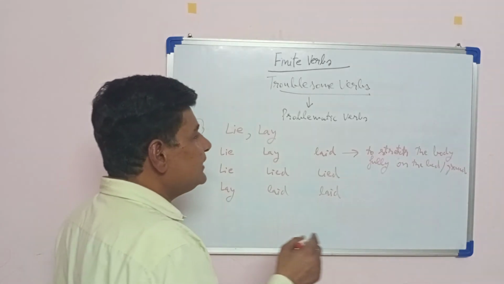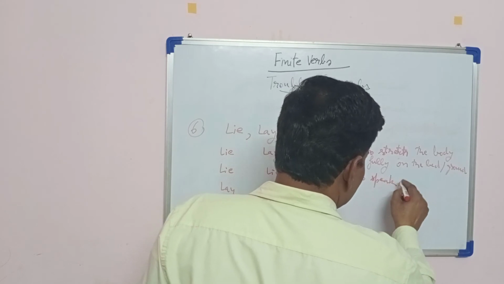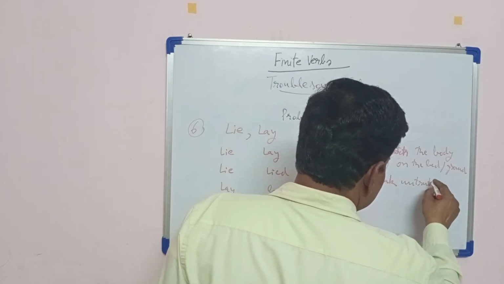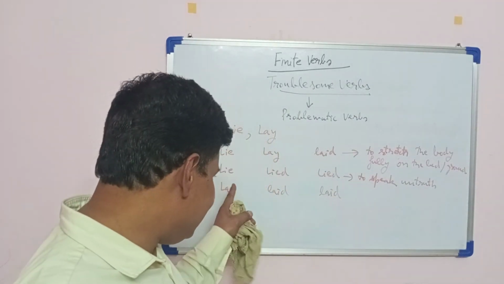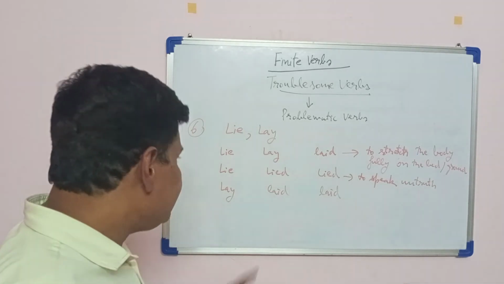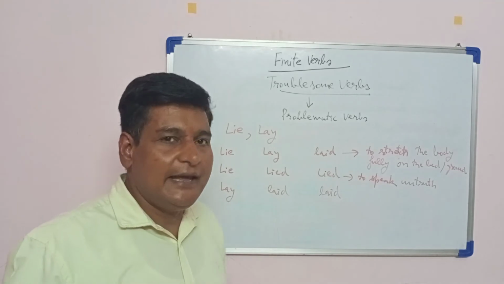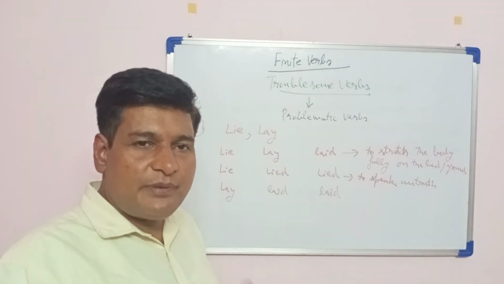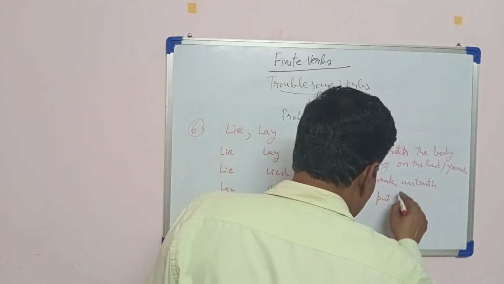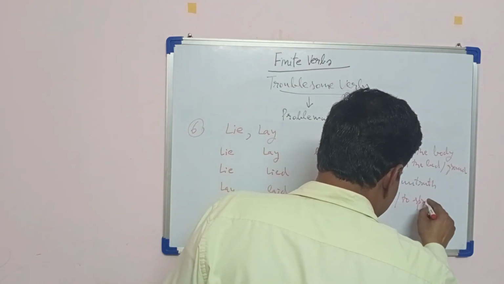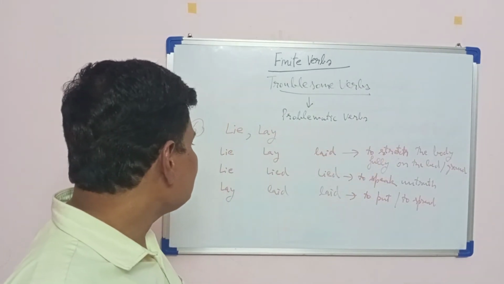And another one, lie. Lie means to speak untruth. When you are not speaking the truth, that is lie. And its forms are lie, lied, lied. And yet another one is lay. It simply means to spread something, to put or to spread. The idea is to put or to spread.